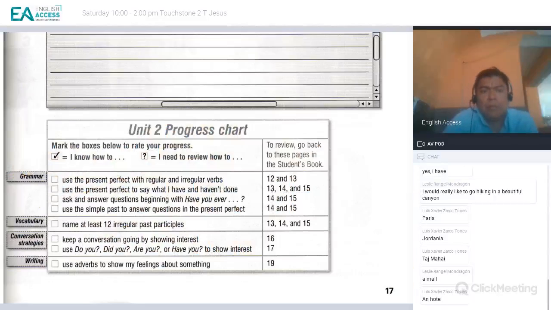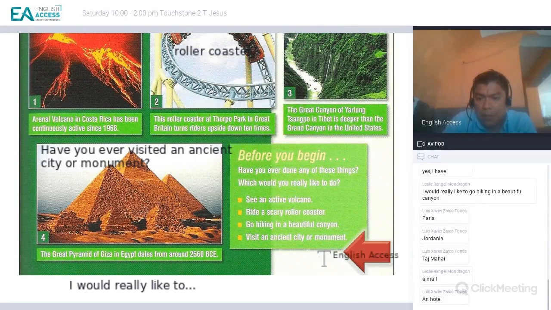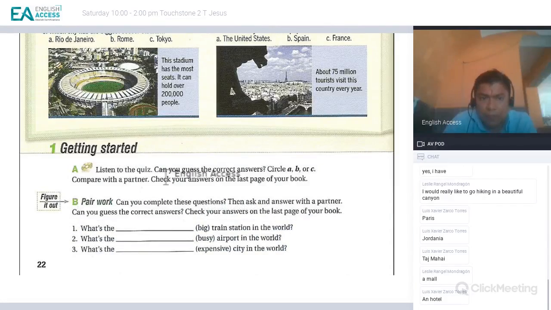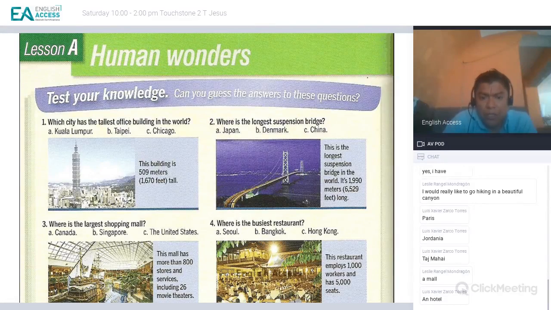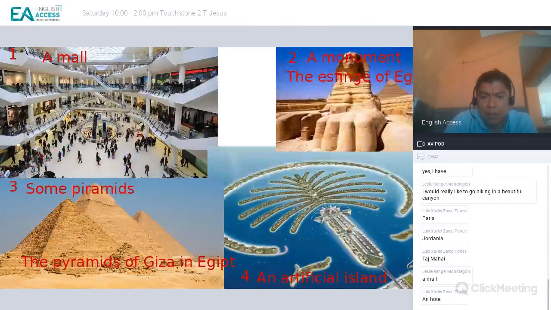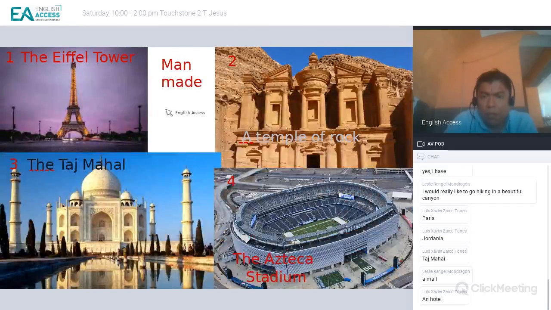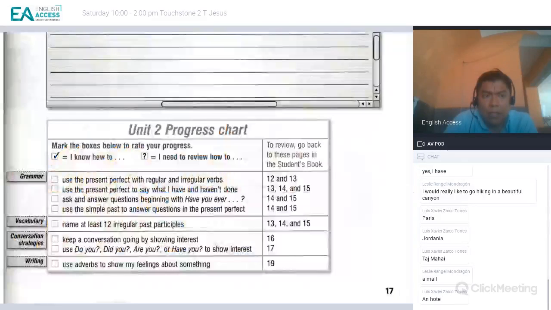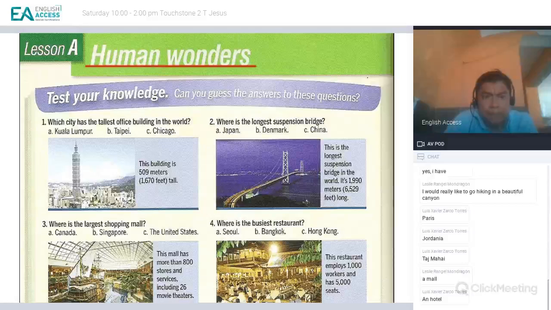So let's go to the book. Yes, let's go to the next page. They are called human wonders. Why human? Remember, man-made. All of these are man-made. So they are human wonders. Let me erase this. Human wonders. Now, test your knowledge.